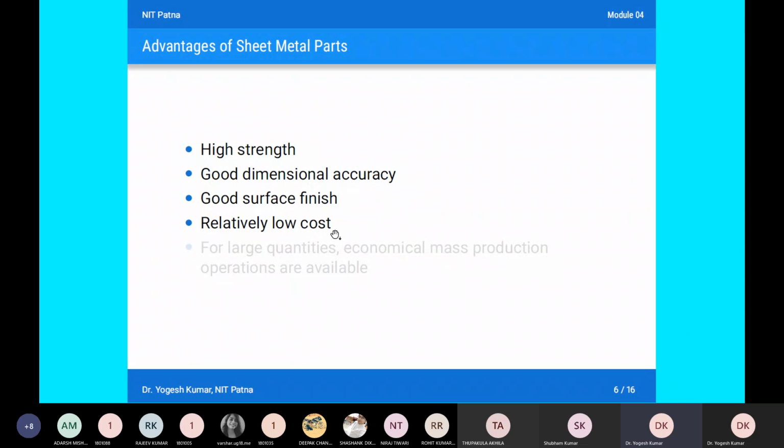Okay, so the sheet components have a relatively low cost. And because of the simplicity of operations, these sheet forming processes can be used for large quantities. That is, these are economical for mass production operations which are available in the market. Okay, so these are the advantages which I have listed out of sheet metal forming processes.